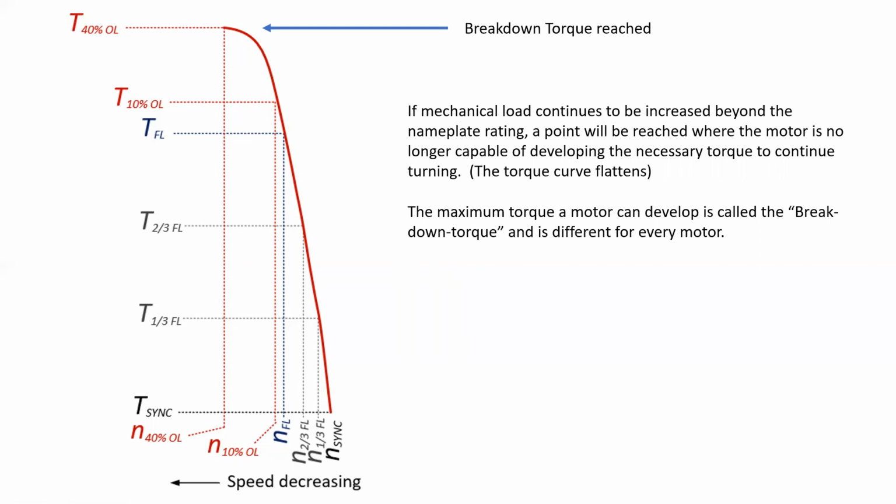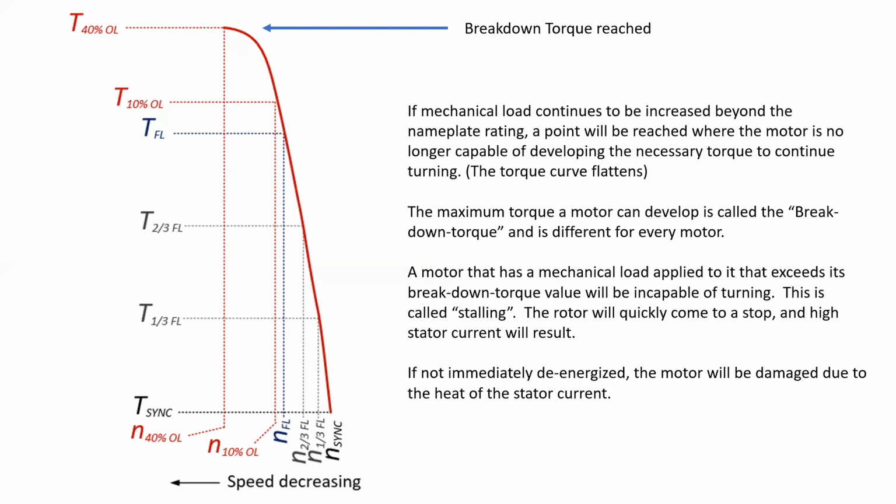And if we were to increase the mechanical load even by a gram, the motor would then go into a stall condition. So a motor that has a mechanical load applied to it that exceeds its breakdown value will be incapable of turning. This is called stalling. And in an electric motor, stalling means the rotor will quickly come to a stop and high stator current will result. Now, if we don't immediately de-energize the motor, it's likely going to suffer damage due to the really high current that is going to be flowing through the stator.